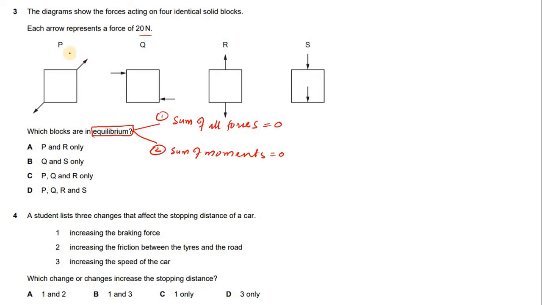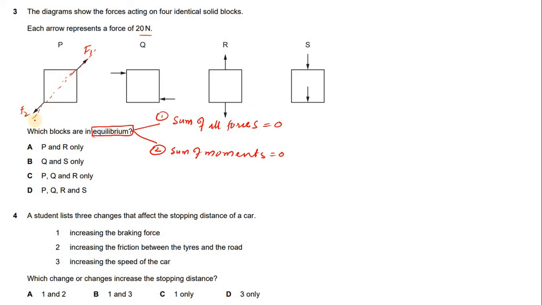Now if you see block P, we have 2 forces acting. Let's call them F1 and F2. The thing is, F1 and F2 are both acting in opposite directions and their lines of action are the same.